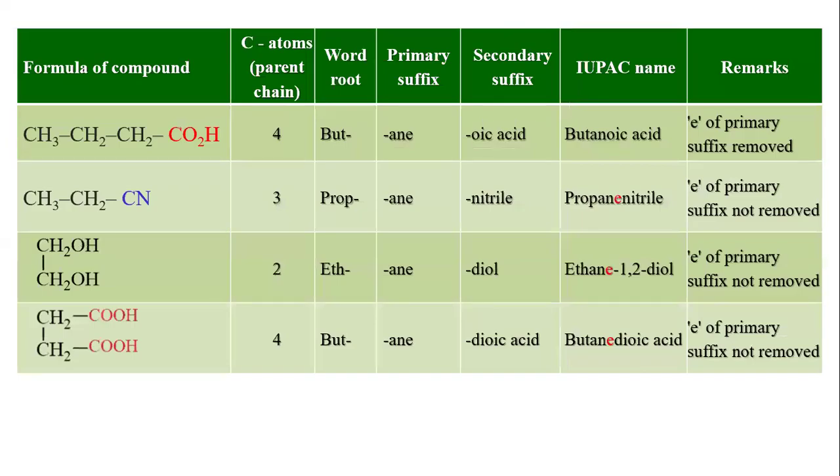Now see, these are some examples. This is the carboxylic acid, and it has 4 carbon atoms: 1, 2, 3, 4. Here "ane" is the primary suffix and "oic acid" is the secondary suffix, but we write the name butanoic acid. We have dropped the E of the primary suffix, removed. But in the case of nitrile, we retain this.